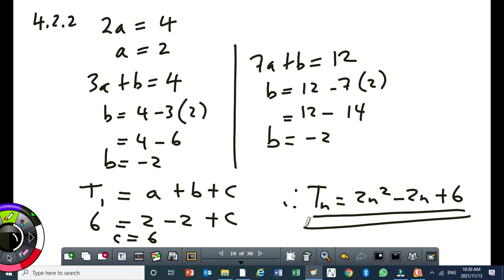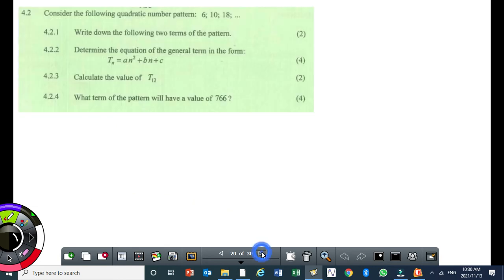Right? You get that? Okay. So we have to know how to determine the general term of a quadratic pattern, and how to find the general term of a linear pattern. Alright. Then the next question now says calculate the value of T12.